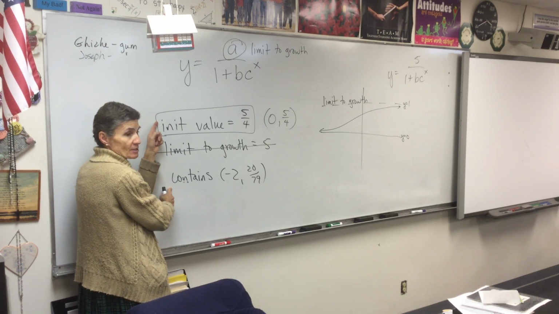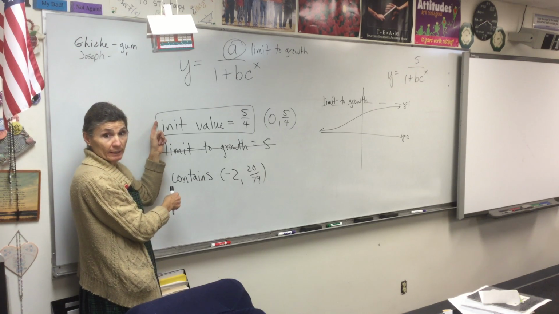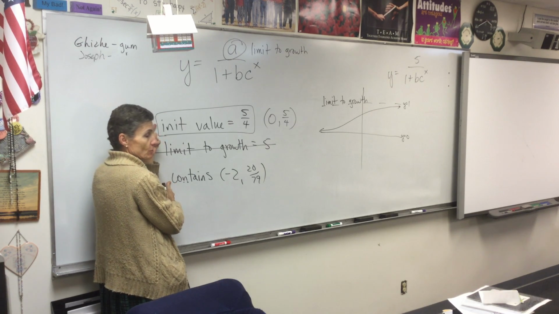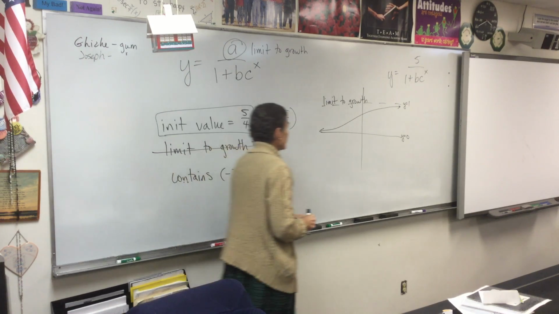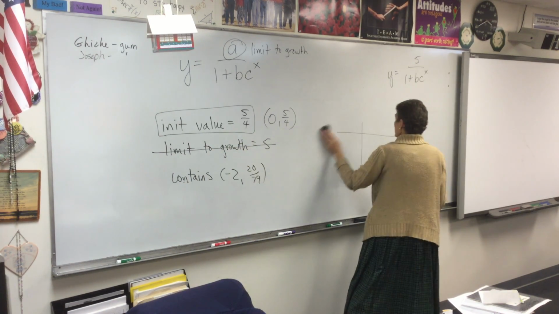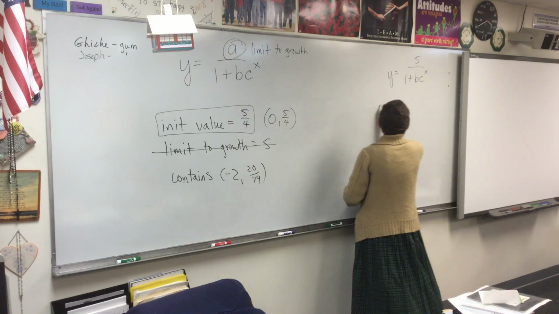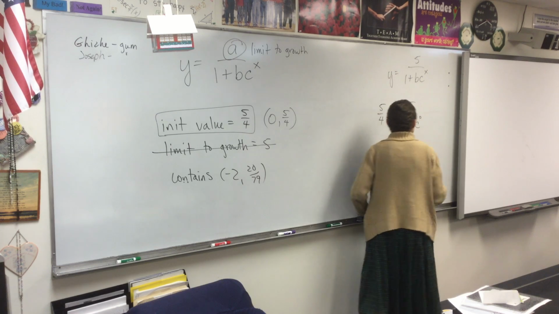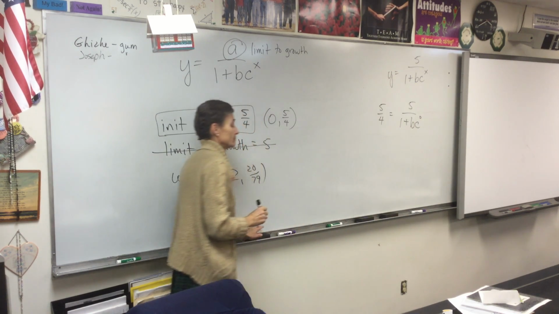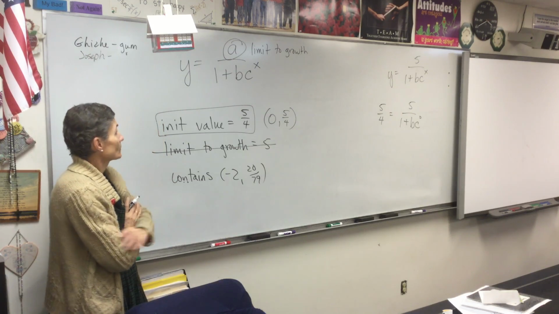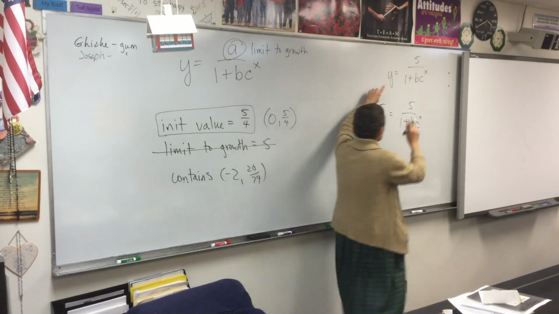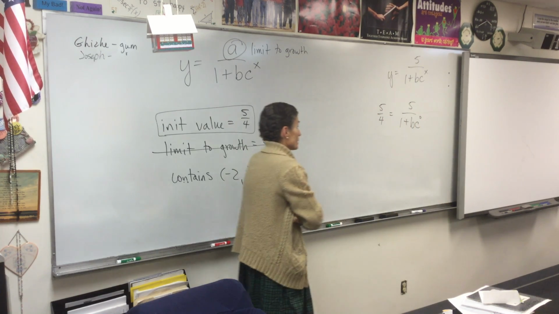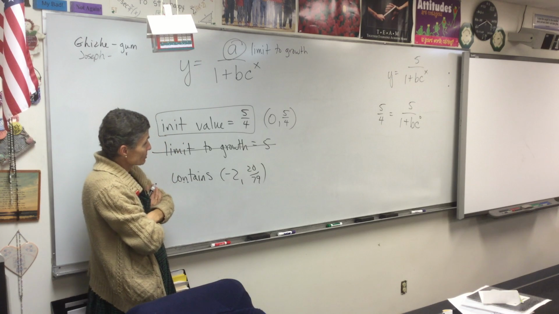And you've done enough of this to know I'm probably going to pick one of those and plug it in, right? Which one do you think I'm probably going to pick first? The one with a 0, because zeros are always easy. So I'm going to plug in the point 5/4 for y and 0 for x. So I have my equation. I filled in my limit to growth. Now I'm doing my initial value point, my y-intercept point.